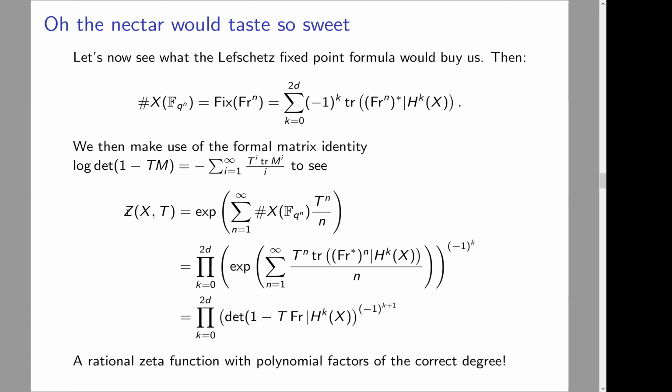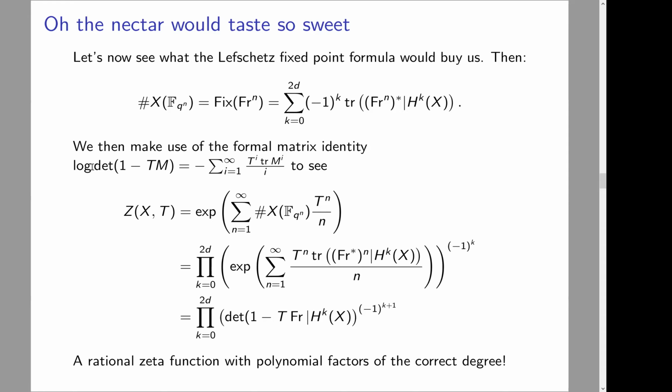Now let's see what happens when we calculate our zeta function. So the zeta function of X is the exponential of this generating function for the point counts. But the point count we now know is this alternating sum of these traces. So inside, this just turns into a sum. I'll factor that out, and because it's an exponential, that'll turn into a product on the outside. So it's a product from k equals 0 to 2d of the exponential now of t^n over n times these trace terms. And this (-1)^k in the exponential comes out into a power. So each of these, k from 0 to 2d, each of those terms has an exponent of (-1)^k.